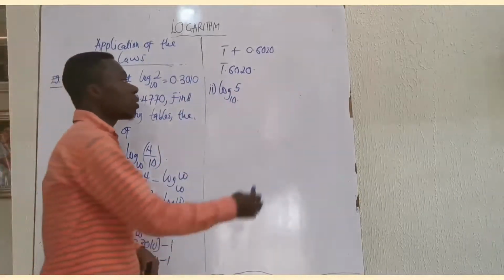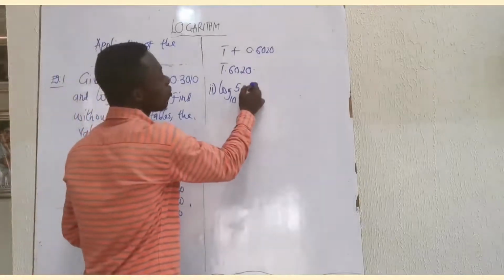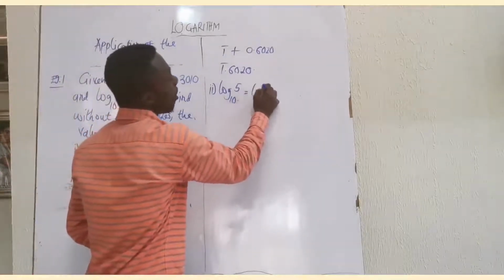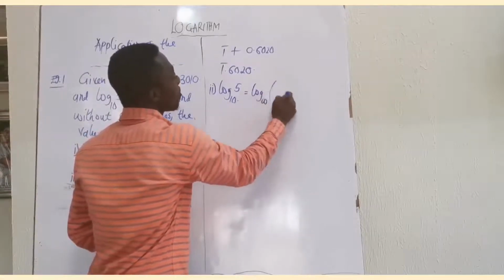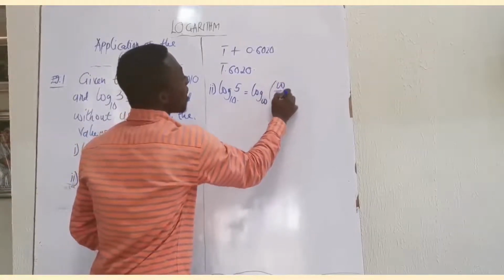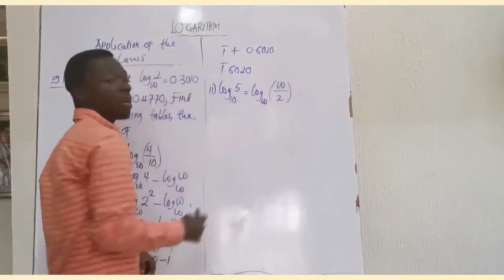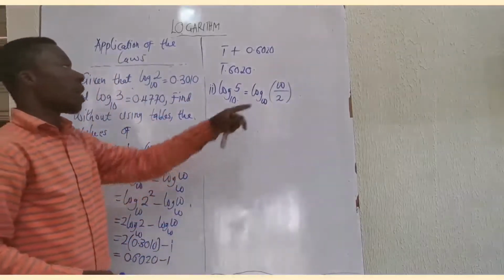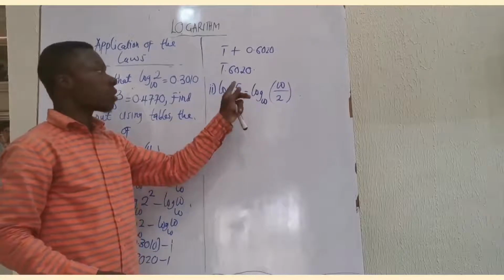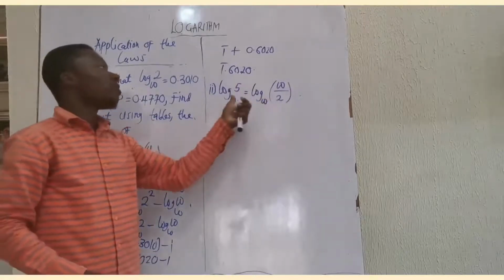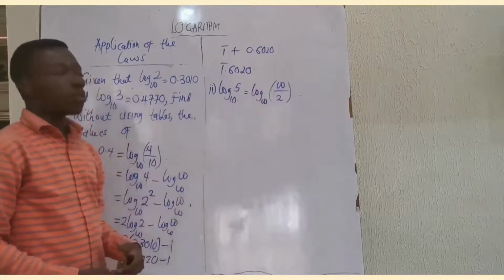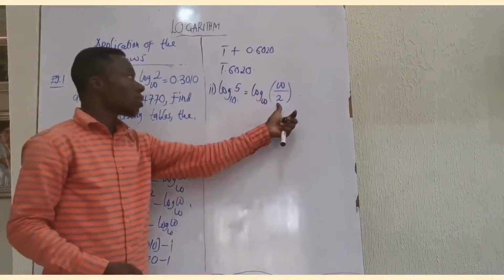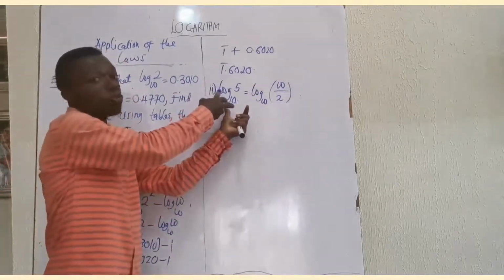So here it's going to be log to the base of 10 of 10 divided by 2. Remember, when I divide 10 by 2, I'm going to get 5. So that's how come when you divide, you're going to get 5. So it becomes log of 5. They're going to be the same. So here, remember, this is the same thing as this. I hope that is clear.